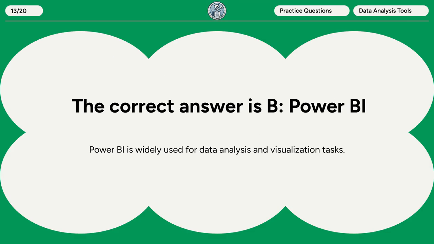The correct answer is B. Power BI. Power BI is widely used for data analysis and visualization tasks.